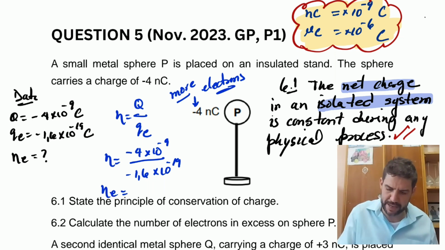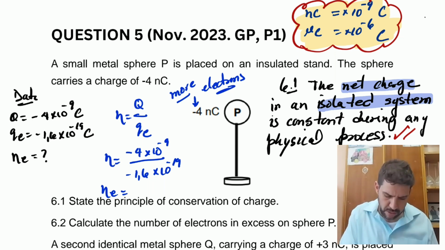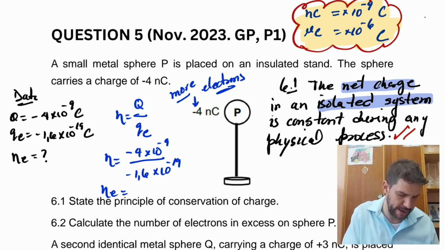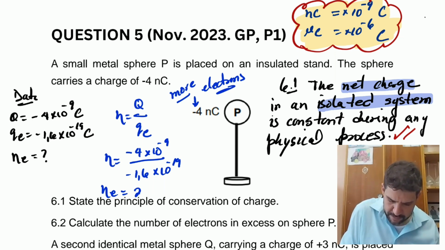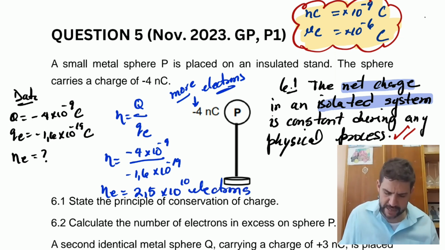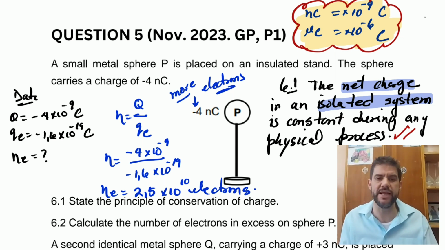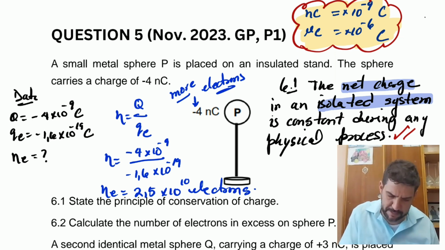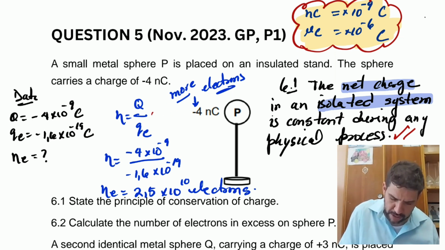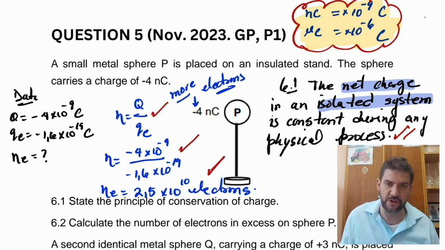So let me use my calculator real fast, guys. 4 times 10 to the -9 divided by 1,6 times 10 to the -19. This will be 2,5 times 10 to the 10 electrons. It means it has that number of excess electrons. That is the answer. Guys, 3 marks is quite simple. 1 for the formula, 1 for the substitution, 1 for the calculation.